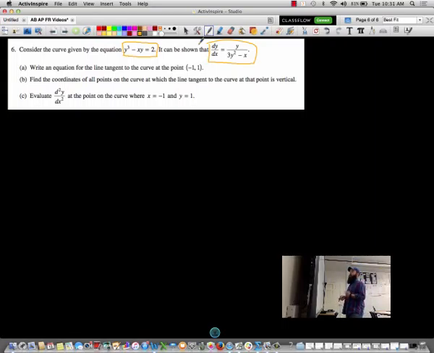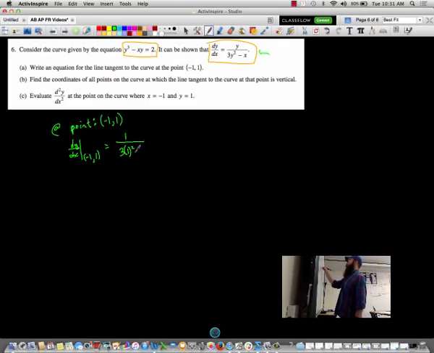And in part A, they say write an equation for the line tangent to the curve at the point -1, 1. So in order to write an equation of a tangent line, you need two pieces of information. You need a point of tangency, which they've given you here, -1, 1. And you need the slope at that point. And in order to find the slope of a tangent line, you plug the point into the derivative. So dy/dx at the point -1, 1 would be what I get when I plug that point into this derivative. So let's see, that would be y over 3y squared minus x. So that looks like it's 1/4, right?